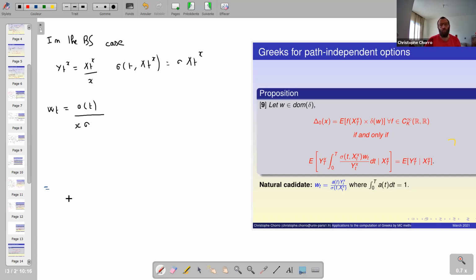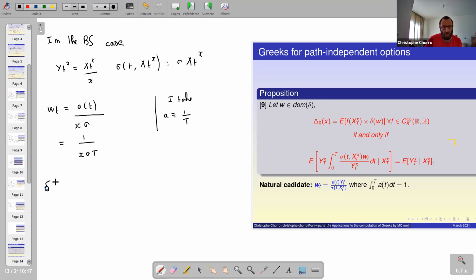So if I want to be able to do a concrete computation, I will need to find a particular a. So I need to find a mapping such that the integral between 0 and capital T is equal to 1. I take a equal to 1 over capital T. Because if I take this mapping constant to 1 over capital T, this condition is fulfilled. The integral will be equal to 1. Okay, so I have my W_t here, that is 1 over x sigma capital T.